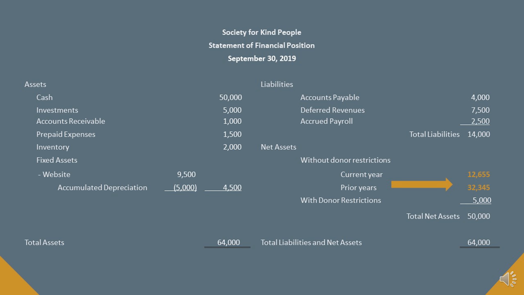The other item of note for net assets is current year versus prior year. The current year should equal the year-to-date change in net assets on the statement of activities. That would also be called the net income or loss year-to-date. And the prior years, as it would indicate, is the accumulation of all the prior years' results.